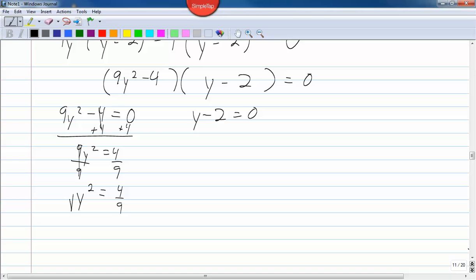To solve now, take the square root of both sides. So y equals plus or minus, it's the square root of a fraction, so the square root of the numerator, what's the square root of 4 is 2, over the square root of 9 is 3. So two of my answers, positive 2/3, negative 2/3. What's my third answer? Add 2 to both sides, y equals 2. Those are my three answers. That's my solution set: negative 2/3, positive 2/3, and positive 2.